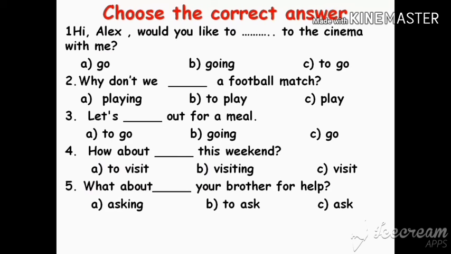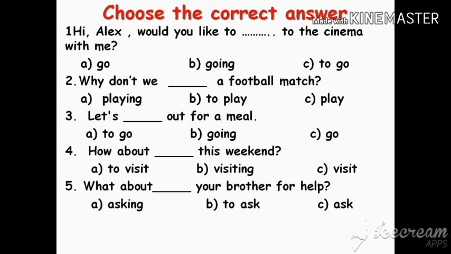Now let's do some practice. So here you are supposed to choose the correct answer, right? Sentence 1. Hi Alex, would you like to the cinema with me? We have go, going, to go. Number 2, why don't we a football match? Playing, to play, play. Number 3, let's out for a meal. You have to go, going, and go.